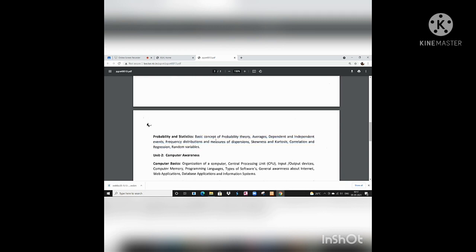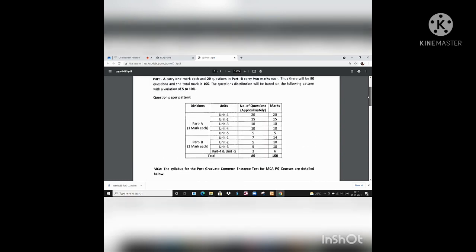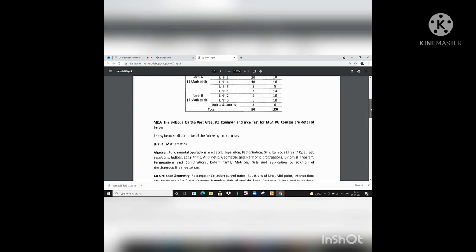Under mathematics: basic concept of probability theory, averages, dependent and independent events, frequency distribution, then measures of dispersion, skewness, kurtosis, correlation, regression, then random variables. Okay, I hope you all have noted down or taken a screenshot, or else you can download it. Okay, that's it about the syllabus.